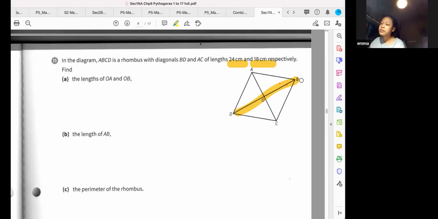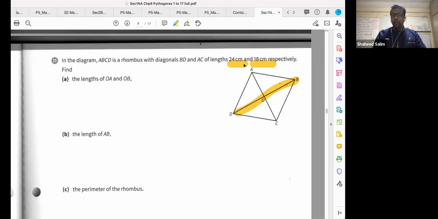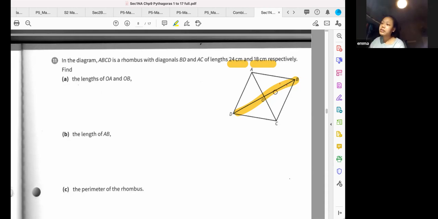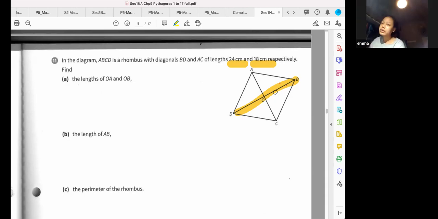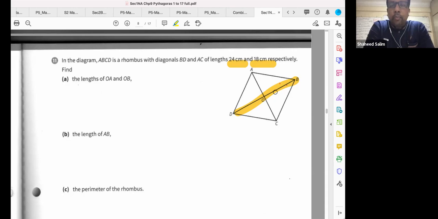Okay. BD is 24. They want OB. You divide by 2. You get 12. 21 is for which one? OA and OB. Oh, you plus them together. Okay, don't plus them together. You've got to give it separate. They didn't say sum.